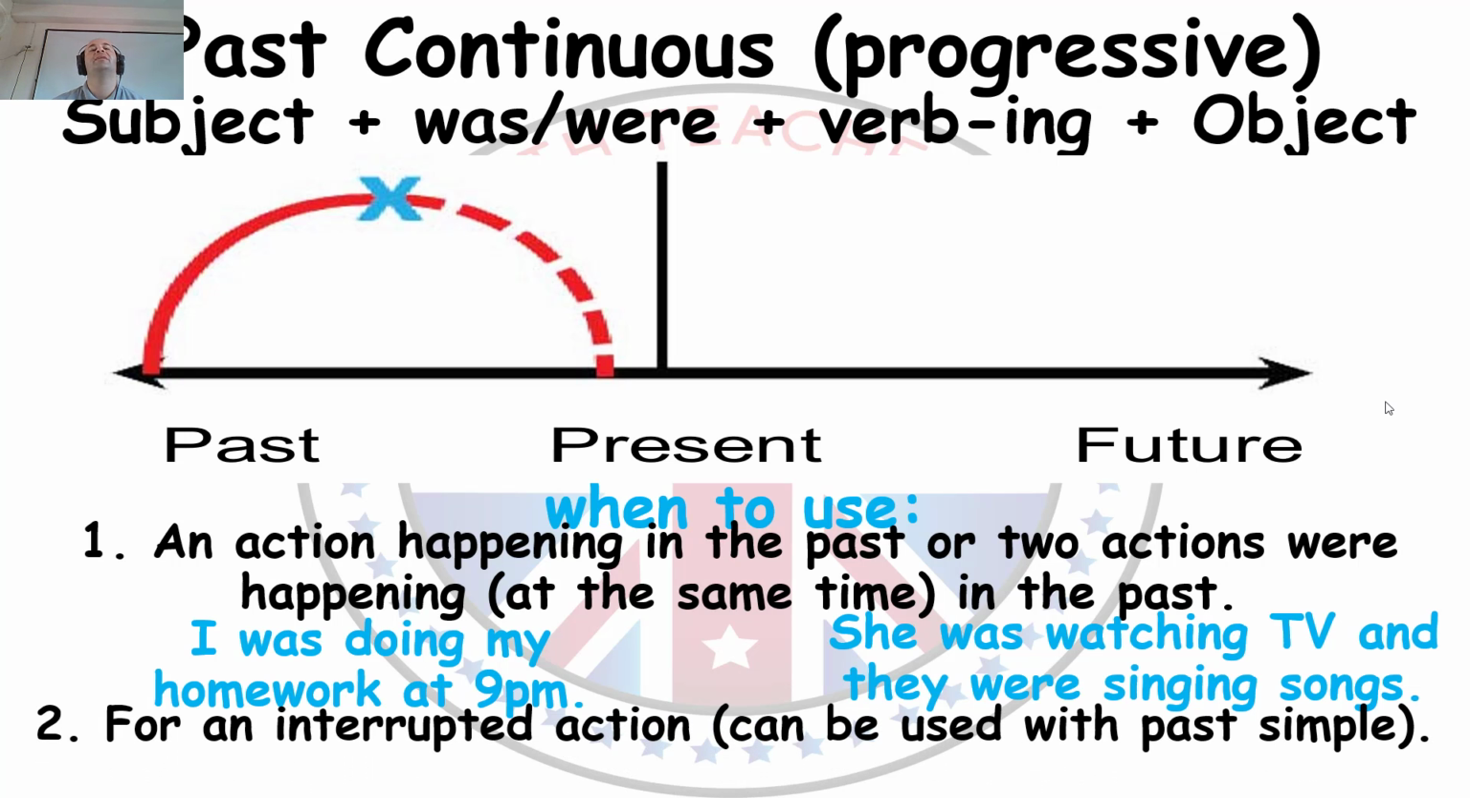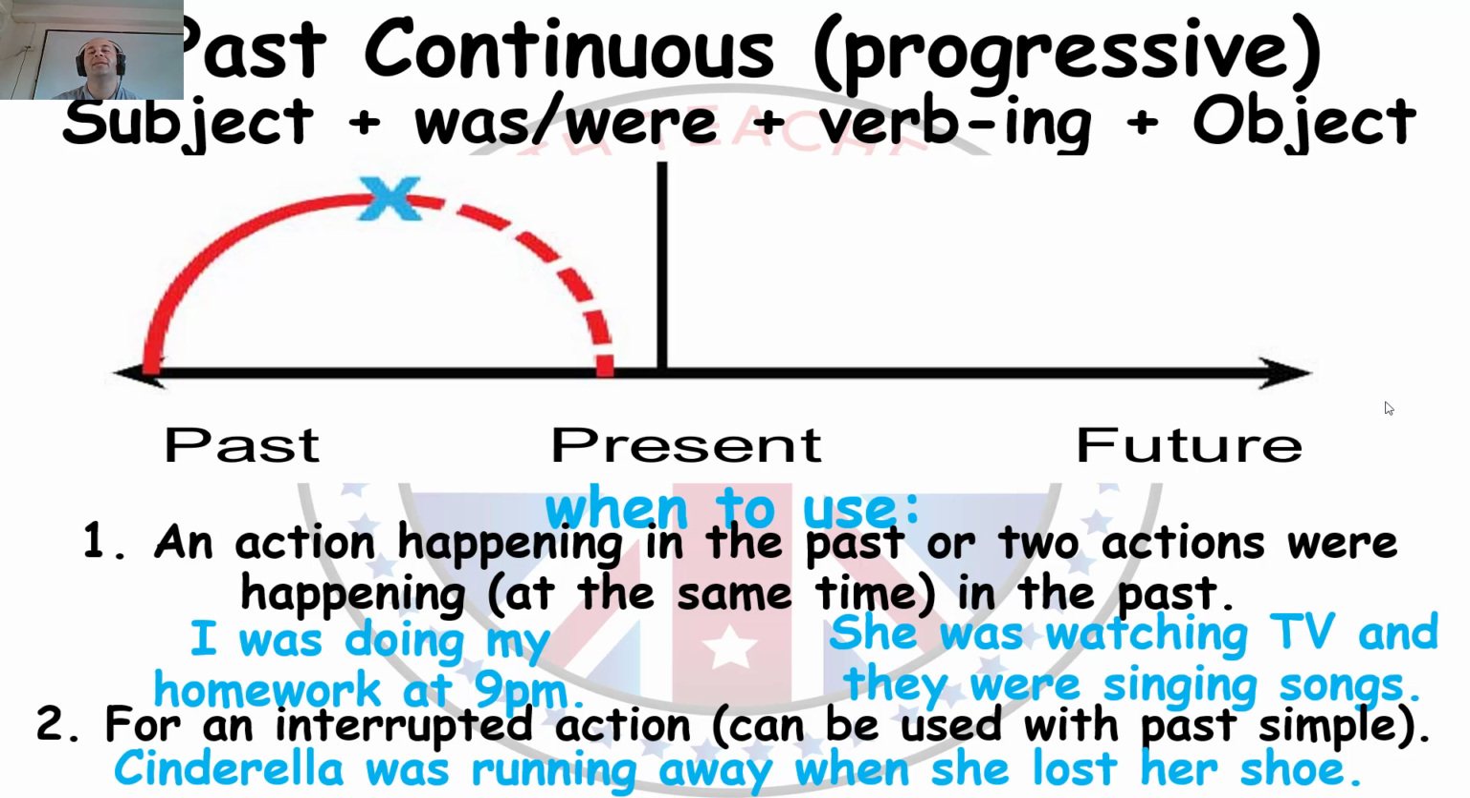You could also use it for an interrupted action, okay? And it can be used with past simple. So you can mix past simple and past continuous to make a sentence. Example, you could say, Cinderella was running away when she lost her shoe, okay? Her action was interrupted. She was running and then she lost her shoe, okay? So an interrupted action, something that had something else happen and stopped it.